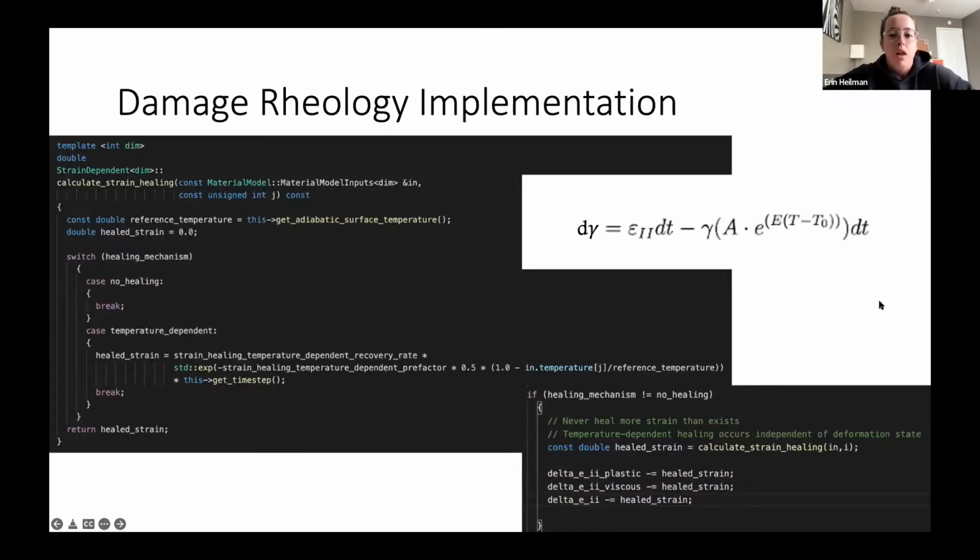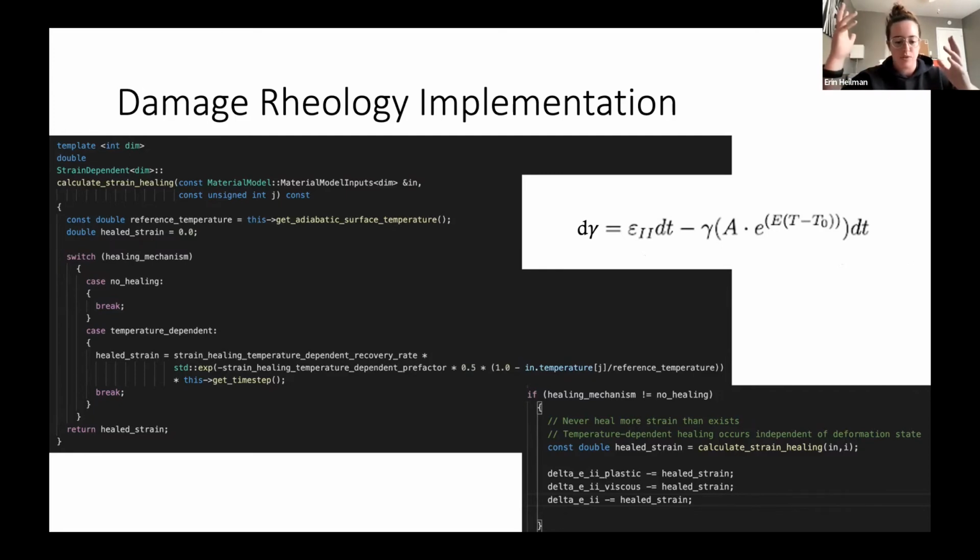The damage rheology is essentially a strain weakening and strain healing component that are put together. This is the equation for strain healing that we're using. It's essentially a thermal plus time strain healing. It takes whatever already strained and damaged material, and then over a time that you prescribe, and with whatever heat happens over time in the model, the strain is healed.